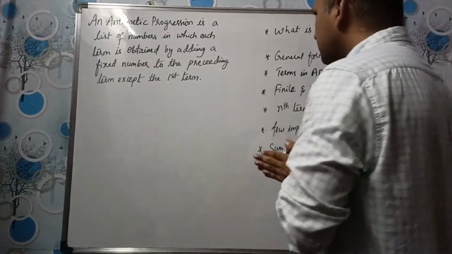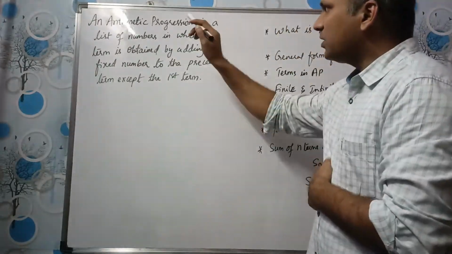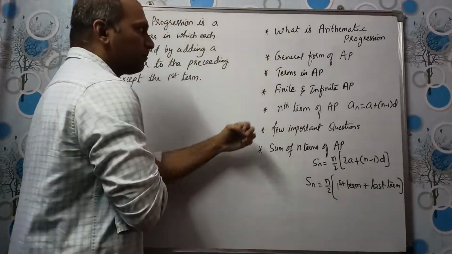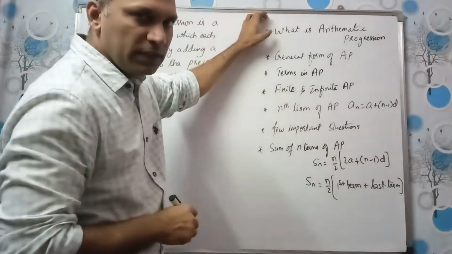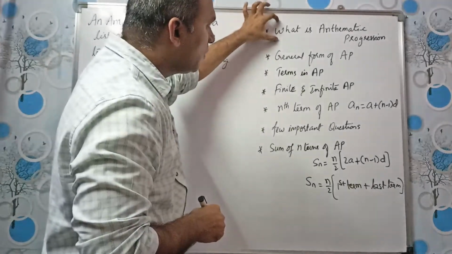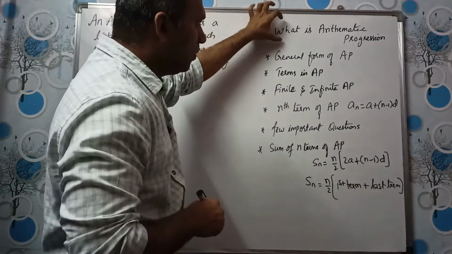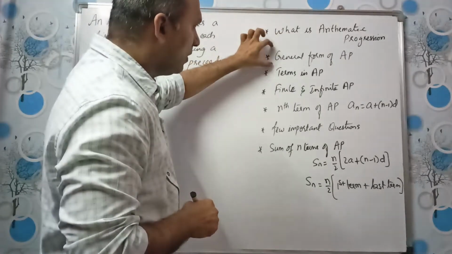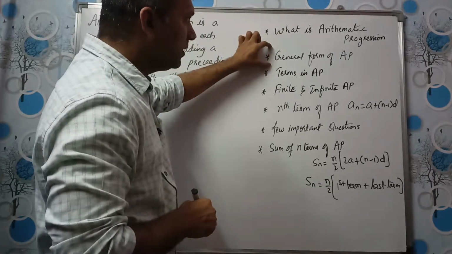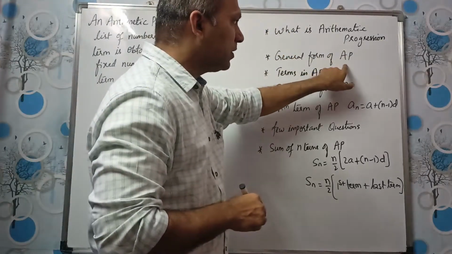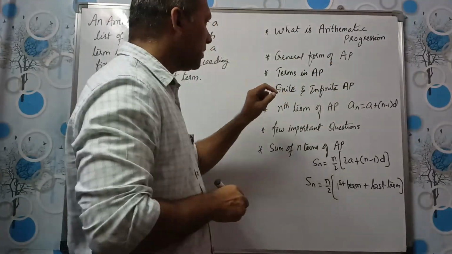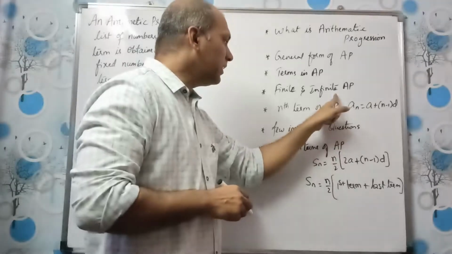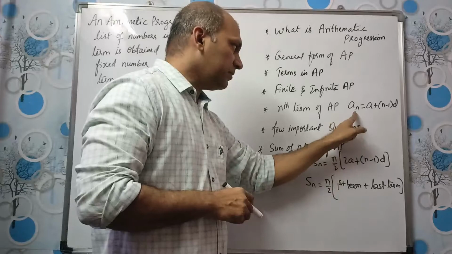Hello students, in this video we will learn the arithmetic progression chapter, the complete chapter. Now, what are we going to learn in this video? We will learn what is arithmetic progression, we will see the definition and a few examples. We will also learn the general form of AP. Arithmetic progression is also known as AP. We will learn the terms involved in AP, finite and infinite AP, and the nth term of AP.